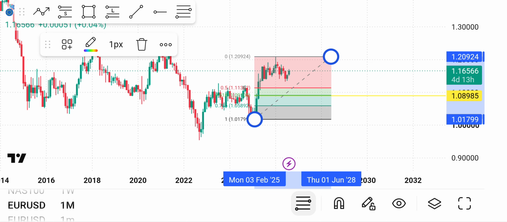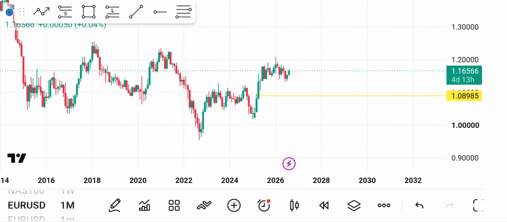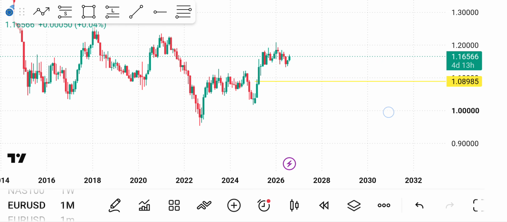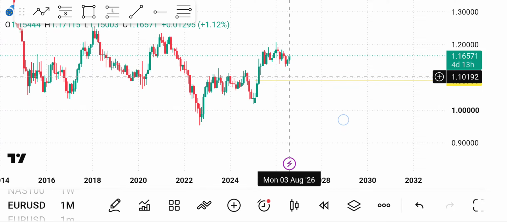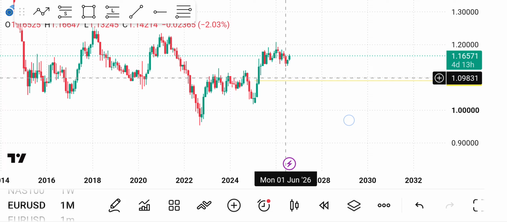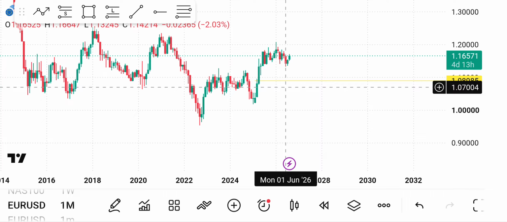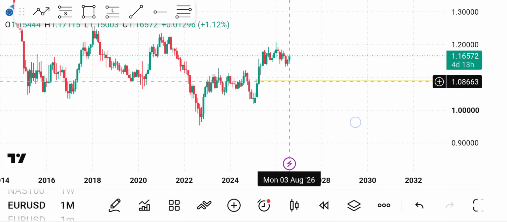Let me remove this Fibonacci so that the chart won't be so messy. So now the monthly is bullish, so our overall bias from our top higher time frame is bullish. But we don't need to wait for price to come to this area, because it might take up to two months, three months before price can pull back to this area.